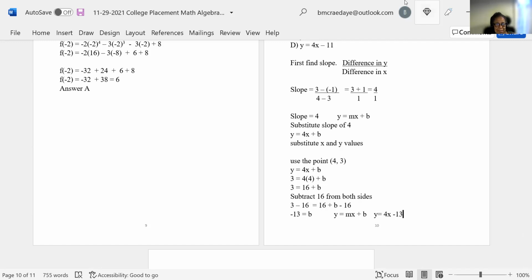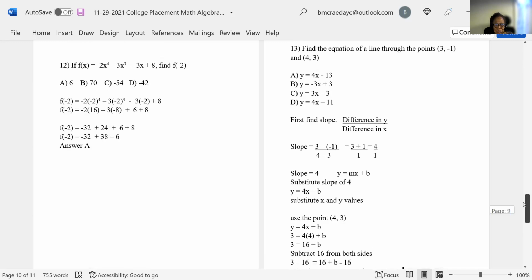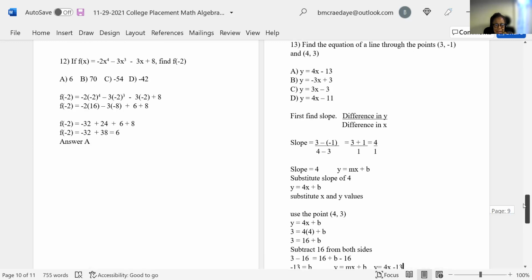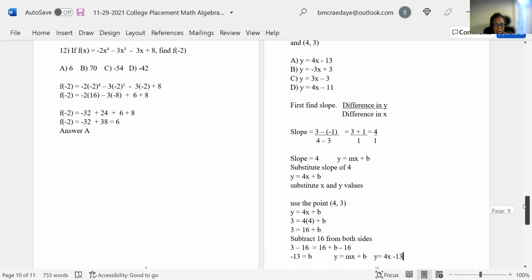Now, what answer is that? Let's go back up here. Look at our choices. Which one says 4x minus 13? That's right. A. Answer A. That's right.